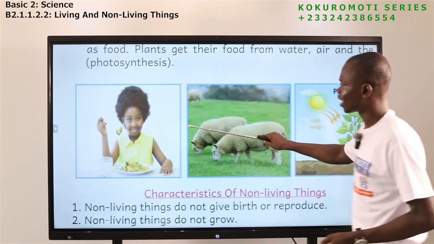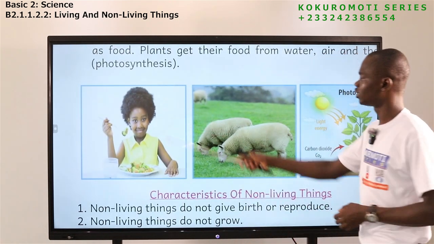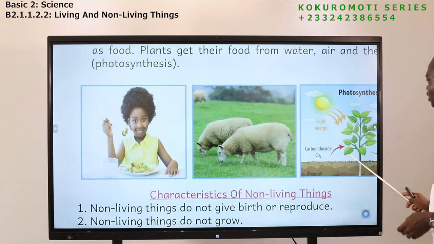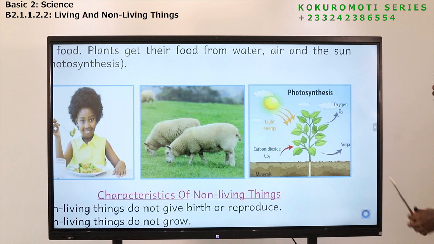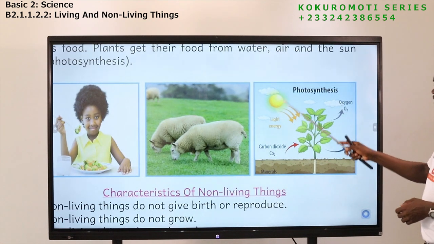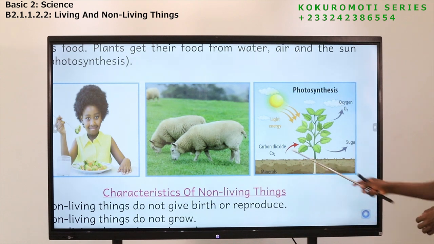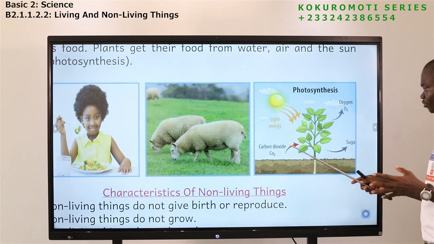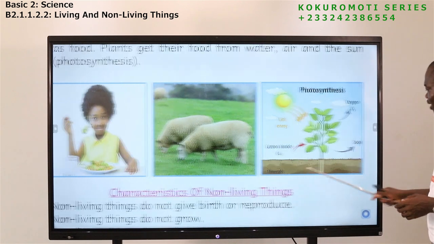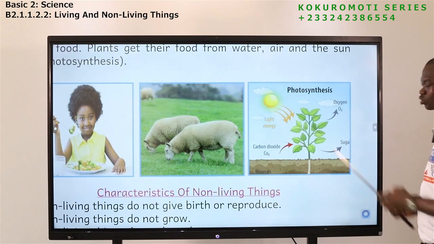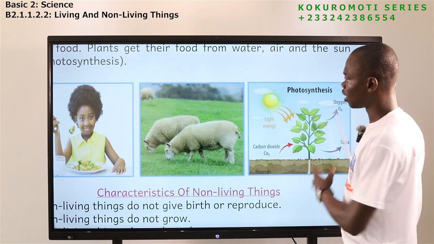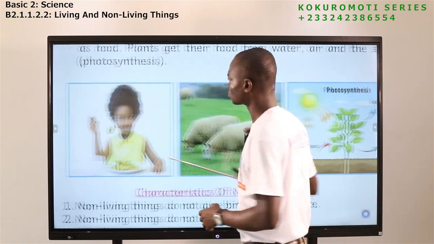Okay, so this is a human being eating food. Animals also eat, grazing. And this is how plants also make their own food. This is photosynthesis. You see the sun giving light energy. We have carbon dioxide, which is part of air, also used by the plants, and then water and minerals in the soil. The plant also will take them. So this is photosynthesis, how plants make their own food. Animals get food, human beings also get food.